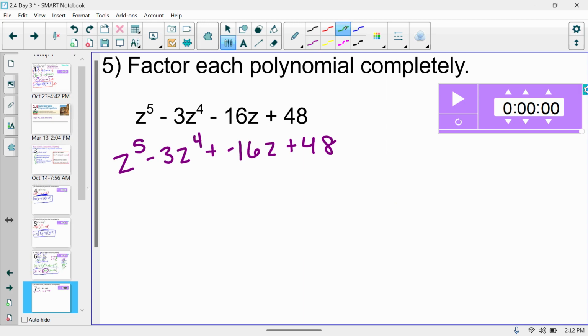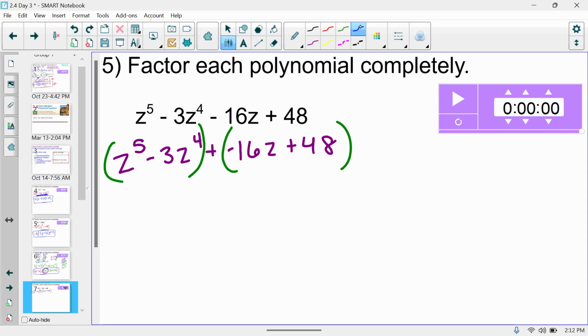Okay, I rewrote it for us. Again, if there's 4 terms, it's a big hint to you. Again, there's no common factor. So if there's still 4 terms, it's a big hint that you're going to use factoring by grouping. Remember, you always want a plus sign in the middle. That's why I wrote minus 16 as plus negative 16.